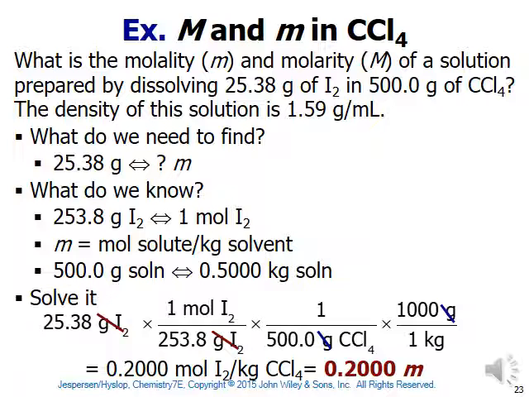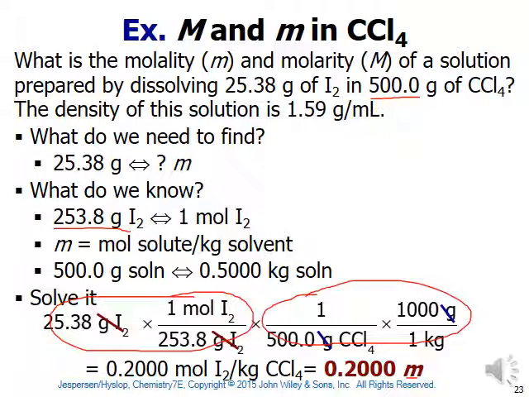So the first thing we're going to do is find the molality. Okay, so what we have to do is figure out how many moles. So we divide 25.38 by the molar mass. Here's the molar mass. Okay, so here's the first step. And then we want to change this to kilograms, and that's this step right here. You can do it as all one, or you can do it in two steps. So you divide by the molar mass to get the number of moles, and then 500 grams is a half a kilogram.